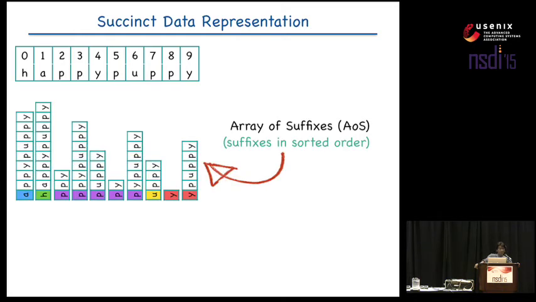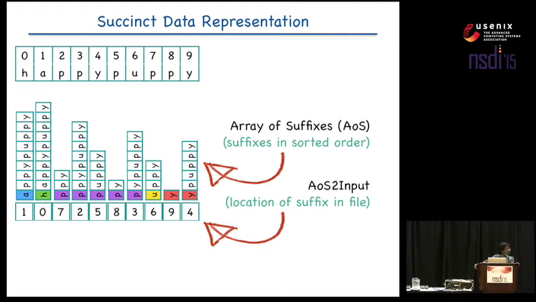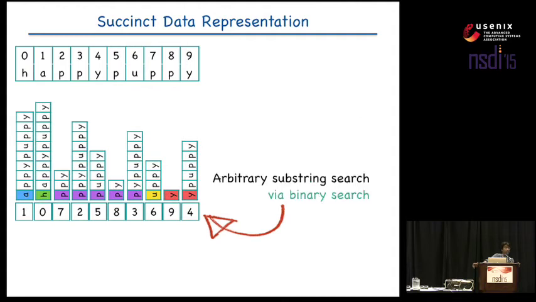Now suppose I want to execute search, right? How would I execute search? It's rather simple to see that you can actually do arbitrary substring search. It doesn't have to be word aligned or anything. You can do arbitrary substring search by binary search on this array. Okay. And once you have searched over AOS using binary search, you can get corresponding locations in the input file using AOS to input. Does that make sense?